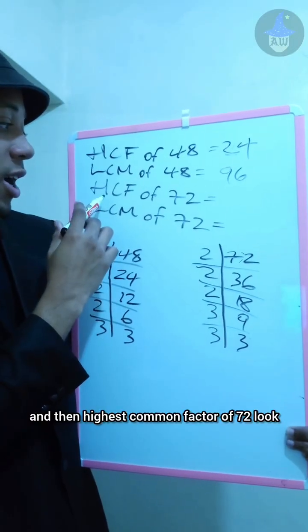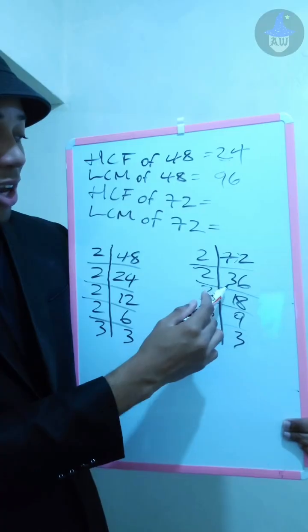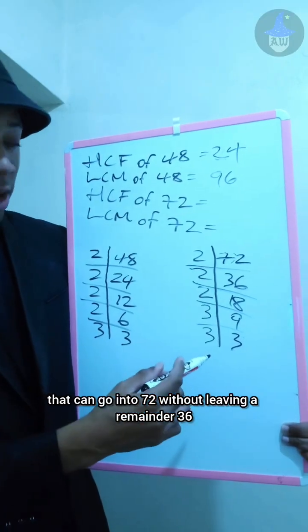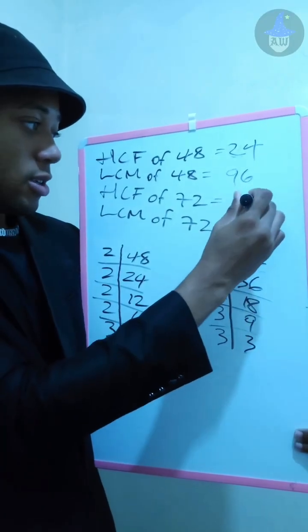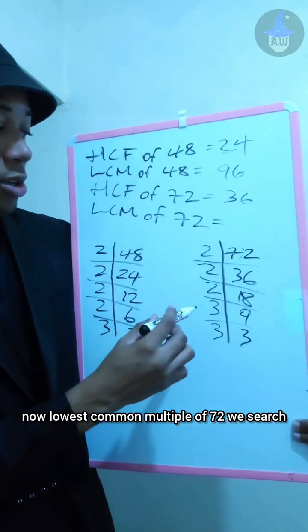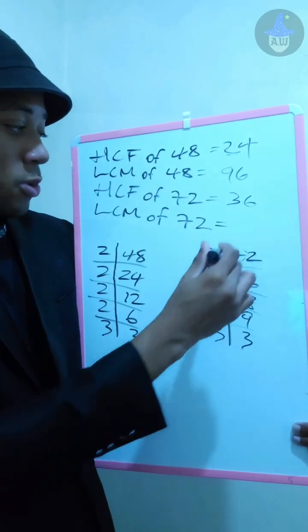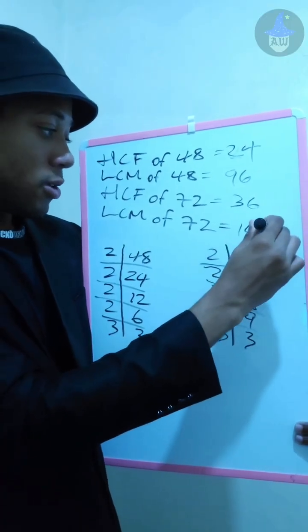And then highest common factor of 72. Look at the table. The largest number that can go into 72 without leaving a remainder, 36. Now lowest common multiple of 72. You search for the highest power, 2. 2 times 72 is 144.